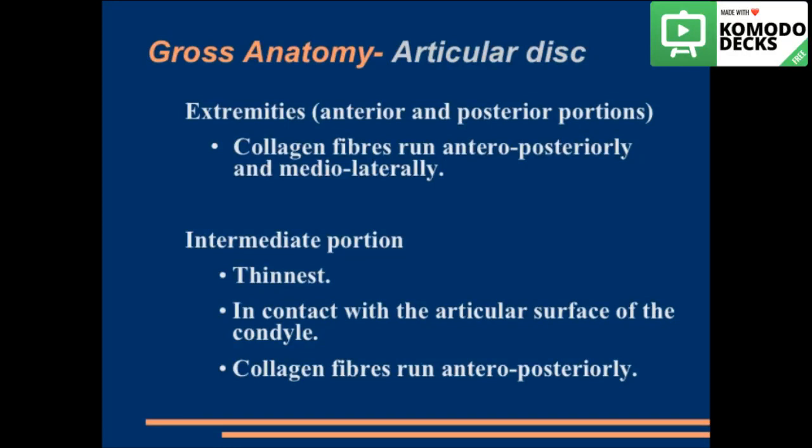From the extremities, the anterior and posterior portions, it is a fibrous tissue where the collagen fibers run in anterior-posterior and medial-lateral directions. While in the central portion, as we said, it is the thinnest and runs in contact with the articular surface of the condyle. So the collagen fibers here run only anterior-posteriorly, in a more regular direction and loose arrangement.